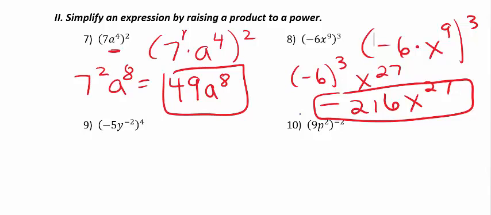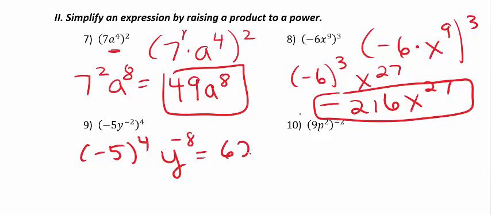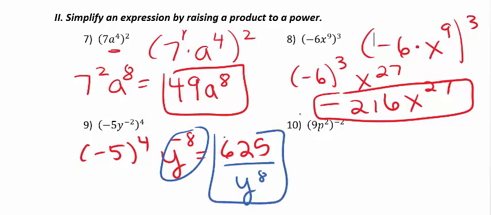A negative 5 is going to go to the 4th power. And then we can multiply negative 2 times 4, and that's going to be negative 8. When we evaluate negative 5 all to the 4th power, that's 625. And we have a negative power right here. So that negative power is going to come down to the denominator to become positive.